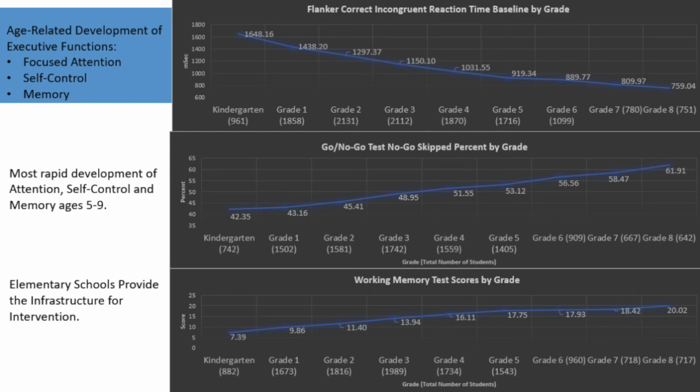Here shows you, I mentioned before that we had data on thousands of children in each age level. This is just an illustration of that for you to see. On that flanker test of attention, the response time as children get older gets shorter and shorter, so that's improvement when it's going down. The response inhibition in the go-no-go test gets higher and higher, and working memory scores get higher and higher from kindergarten to 8th grade.